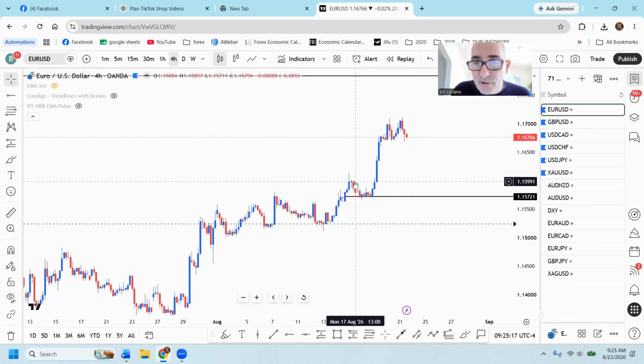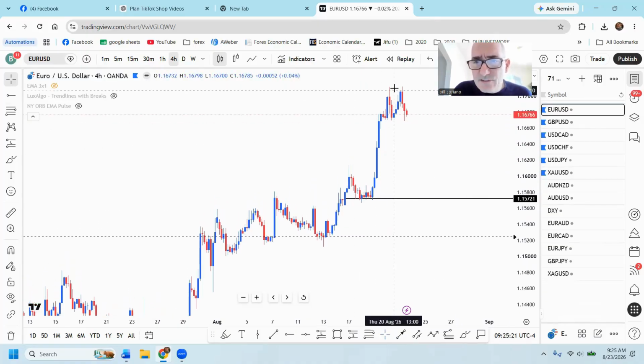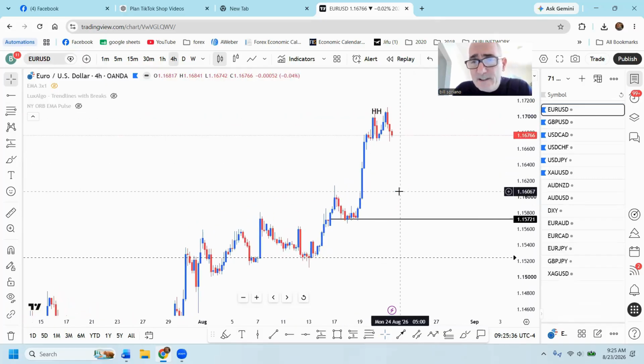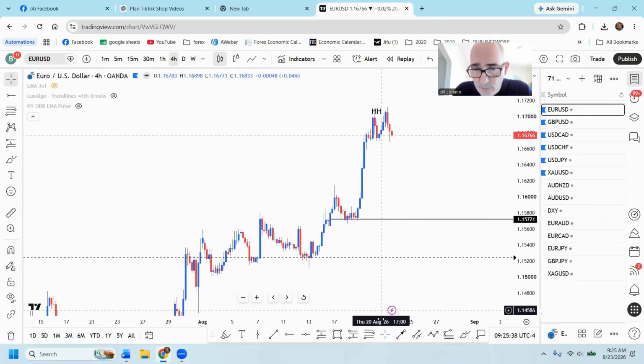But is this high higher than this high? Yes. So this is our higher high. Now, if this is our higher high, then some people may be led to believe that this would be our higher low. But one thing that we use is we like to measure the move with the Fibonacci tool.